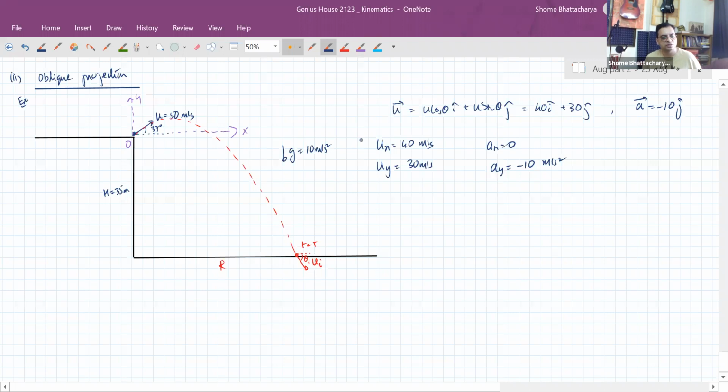So from this you can see that at any time t, the x component of velocity will remain constant and it will remain equal to 40 meters per second. Whereas the y component of velocity is such that it first decreases to 0, then it starts becoming negative.